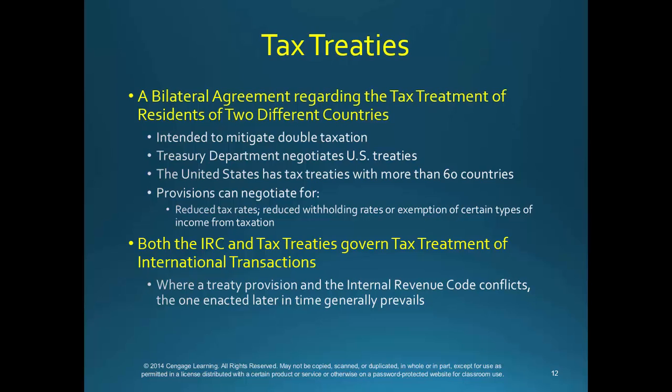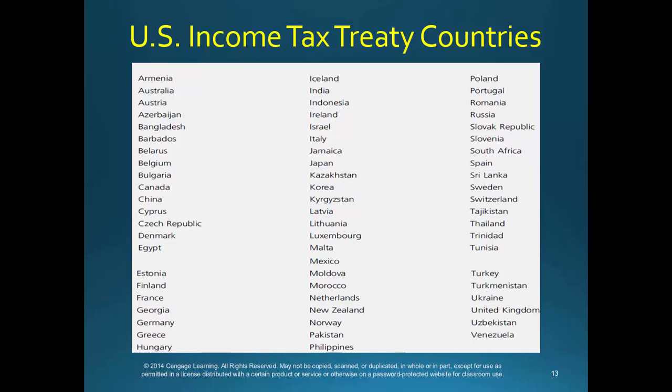Both the Internal Revenue Code and tax treaties govern tax treatment of international transactions. Where a tax provision in the Internal Revenue Code and a treaty conflict, the one enacted later in time generally prevails. And this is a list of the U.S. tax treaty countries, and this is accessed through the textbook.